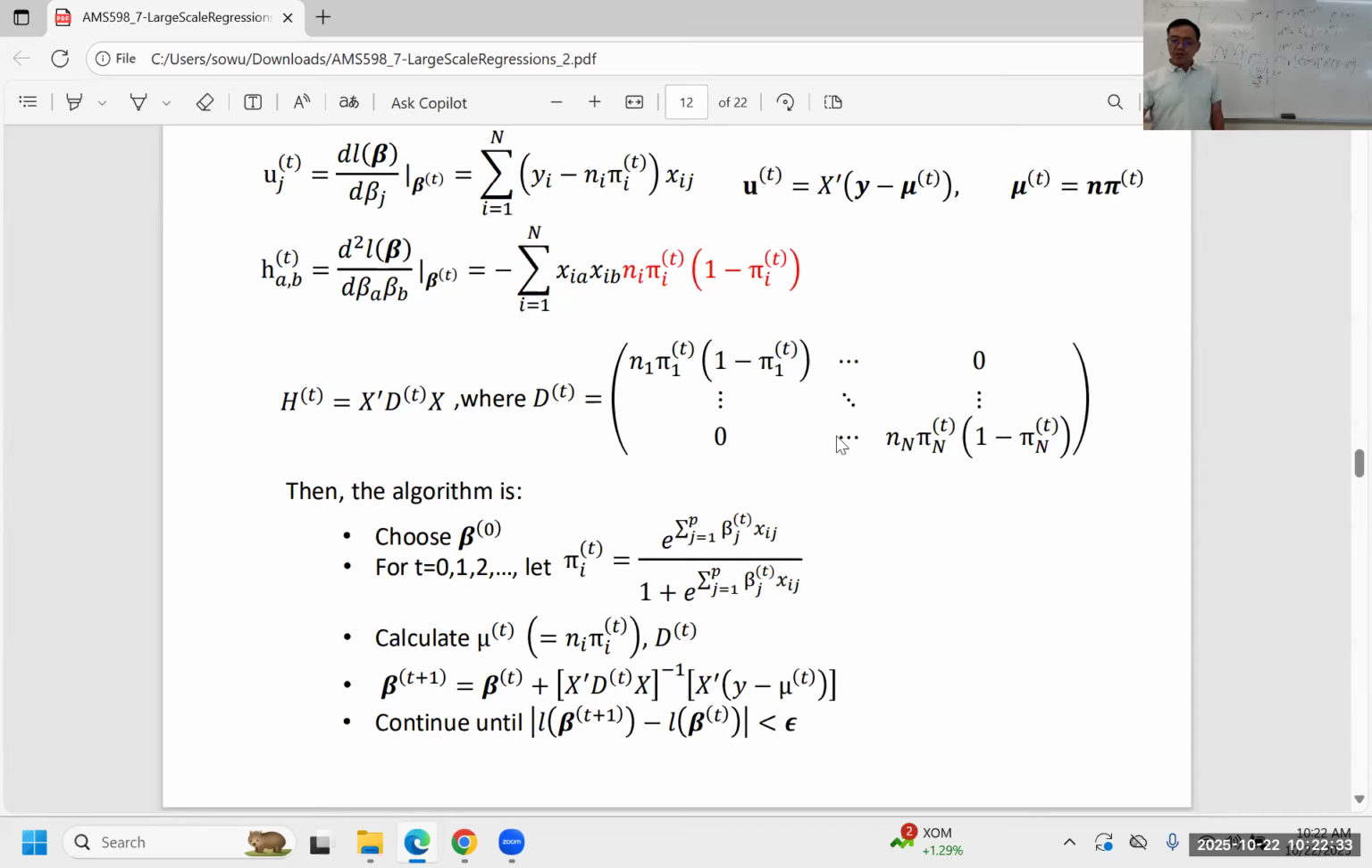Remember, the D matrix is still a large matrix, right? It's still an n by n matrix. X is a p by n matrix, right? So to compute a Hessian matrix, you still need to do a lot of computation, okay? A lot of computation, and you also need to do the inverse.